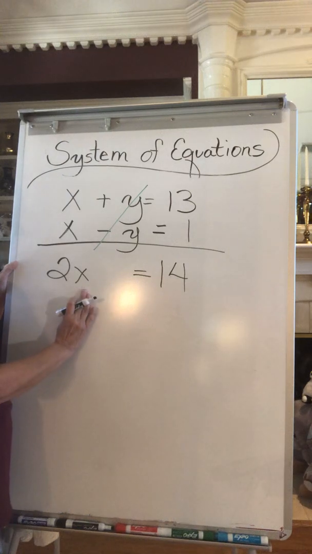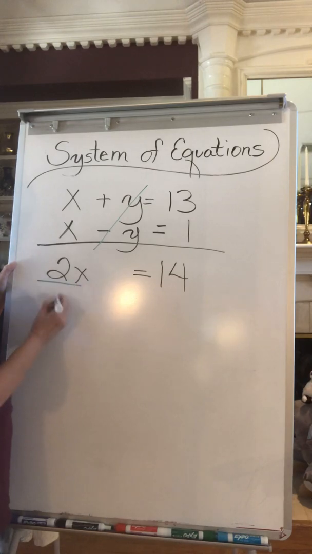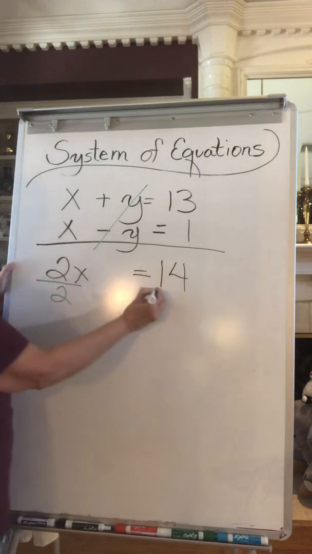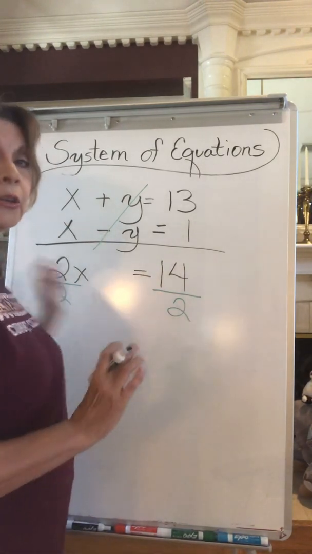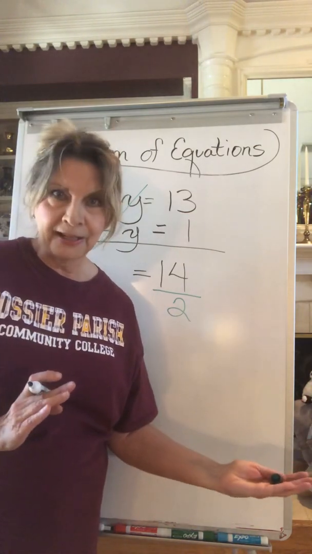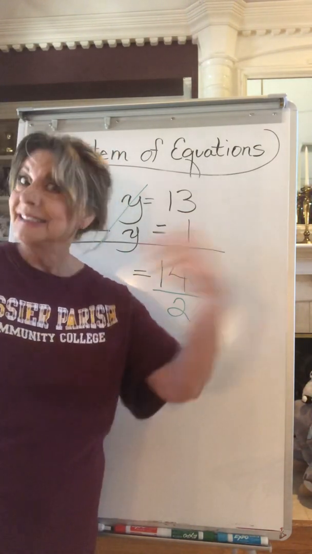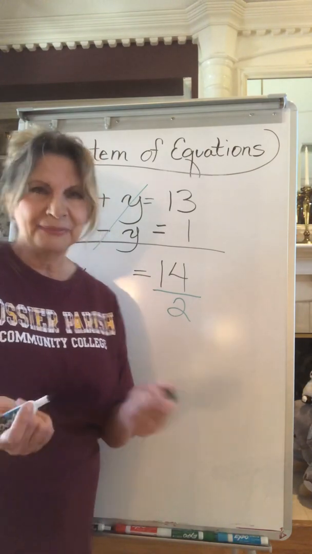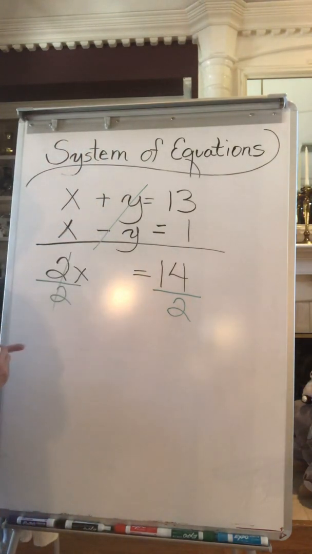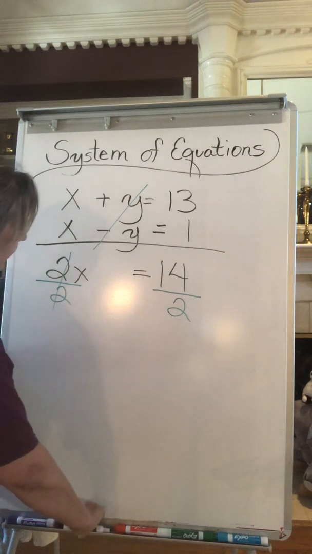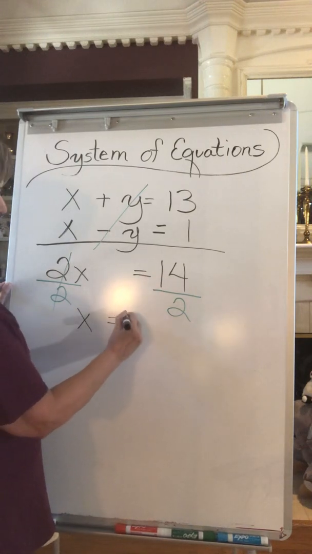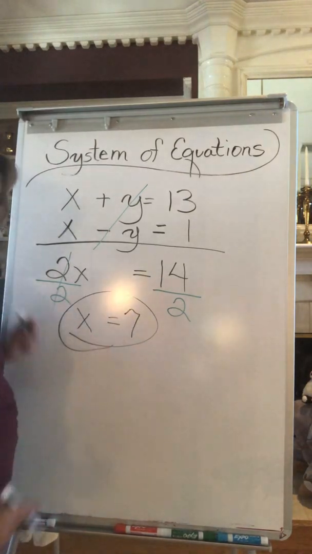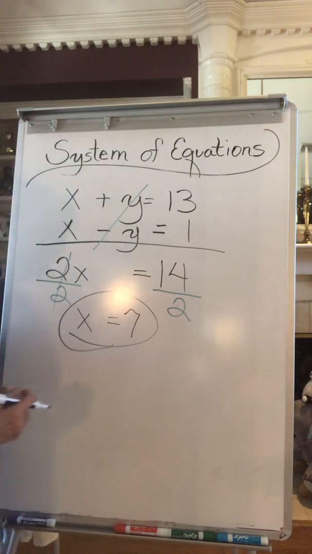Since 2 is related to your variable or your unknown x, do the opposite of multiply, which is to divide each side by 2. Because what we do on one side of our equation, we always do on the other side, okay? If you do it here, you gotta do it over here. Gotta keep it in balance. So that cancels that one out. I have my unknown x, 14 divided by 2. Okay, so now I know that x stands for the amount of 7.